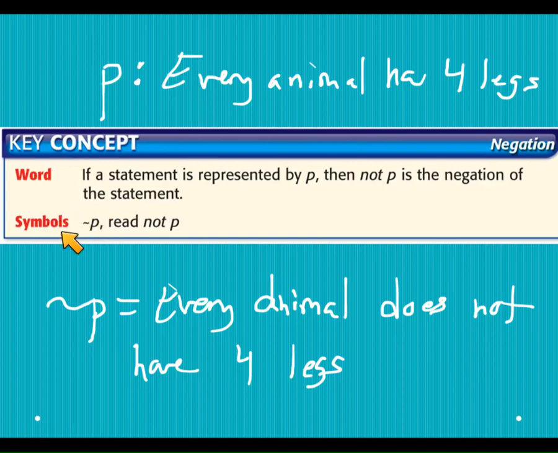So we're going to see this symbol a lot. It means not P, okay? Or the opposite of P. So which of these statements are true, P or the negation of P? The negation of P is true in this case, right? Because every animal does not have 4 legs. That's true. The statement P itself is false. The truth value of this statement is false. The truth value of this statement is true. That's what that little squiggly in front means, the tilde. It's the negation. Okay.